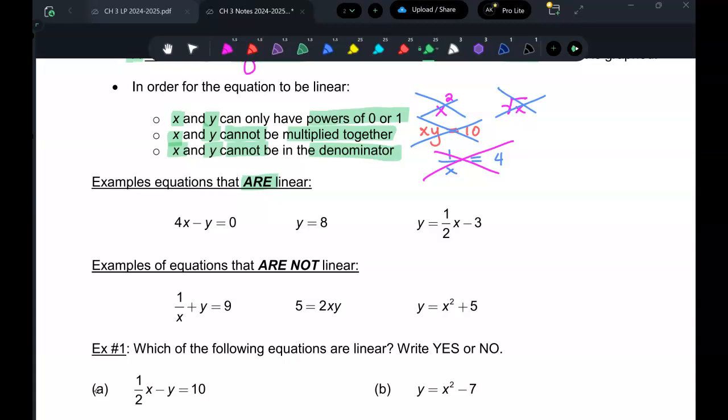Y equals 8. Now, I don't have an x, but I just have a y. That's okay. You're allowed to have just one variable. Do we have any exponents? No. Do we have anything in the denominator? No. What about this one? Y equals 1/2 x minus 3. That one's fine too. It's okay to have a fraction as long as the variable's not in the bottom.